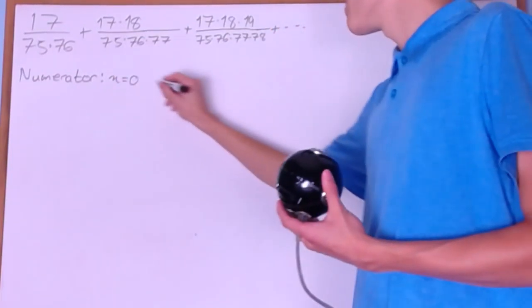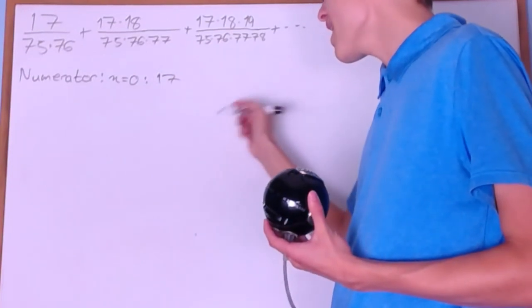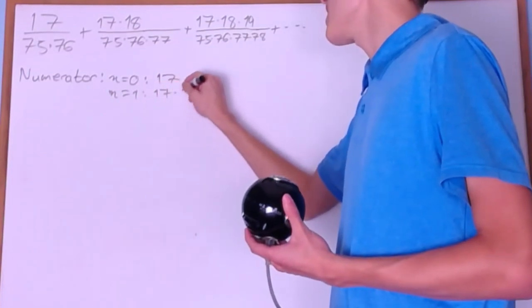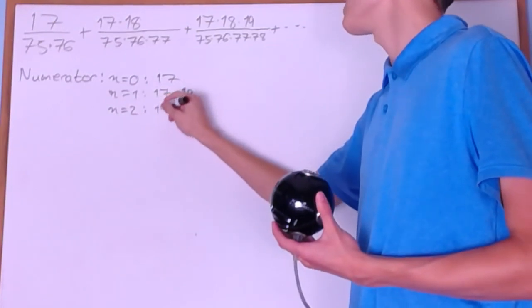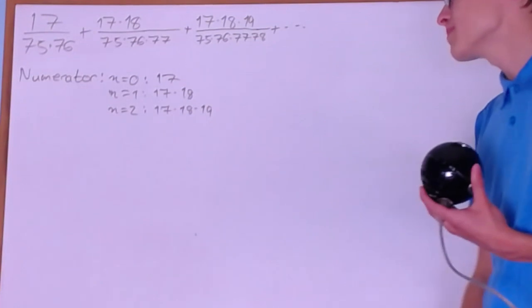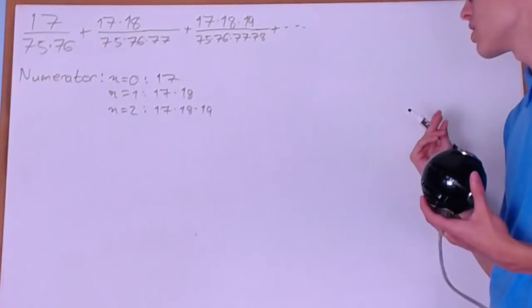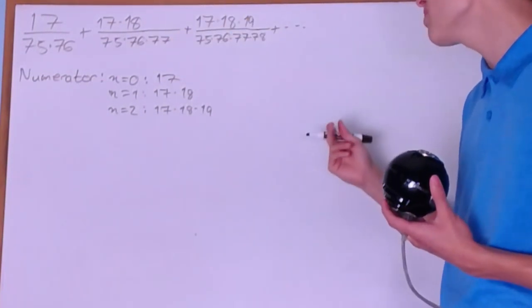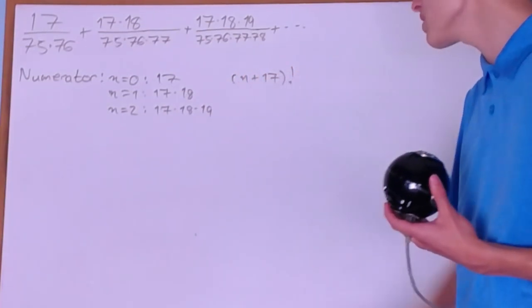So at n equals 0, we want the value to be 17. And then in the next value, we want it to be 17 times 18. And then at the next value, n equals 2, we want it to be 17 times 18 times 19. And I hope you can see the similarities of this and the factorial function. And so, because we want to start at 17, we should probably do n plus 17 factorial, right?